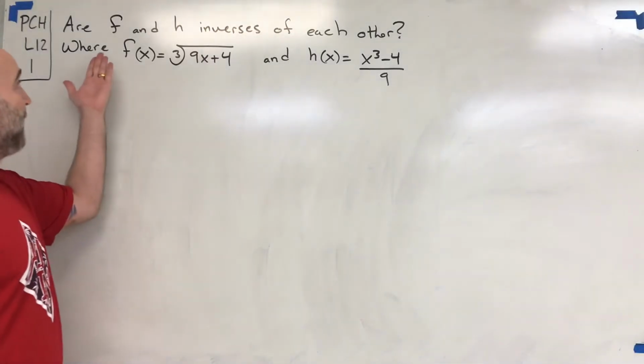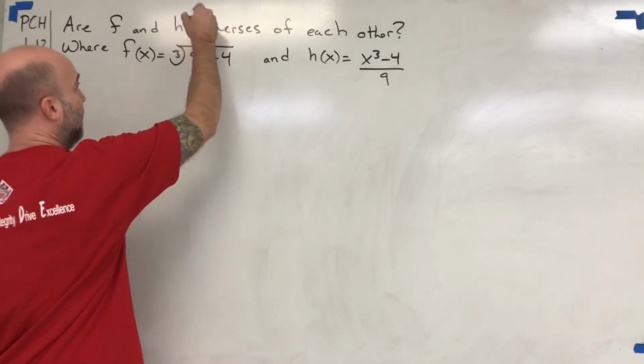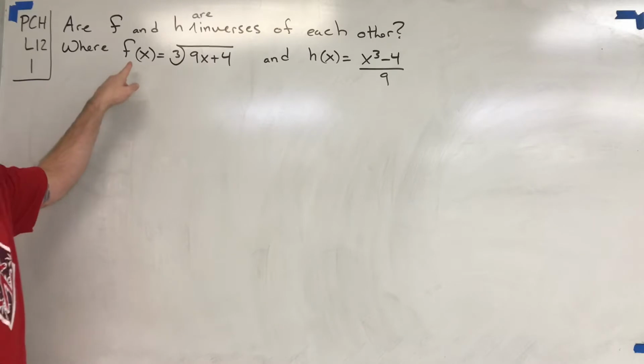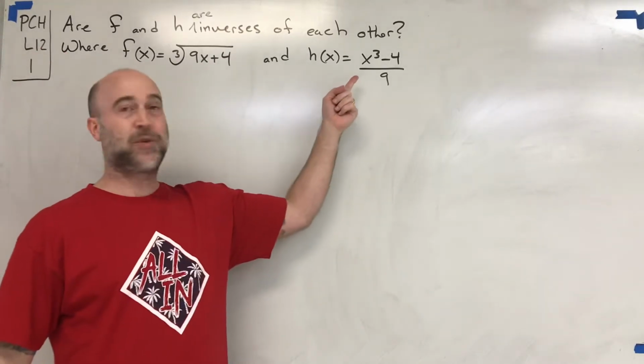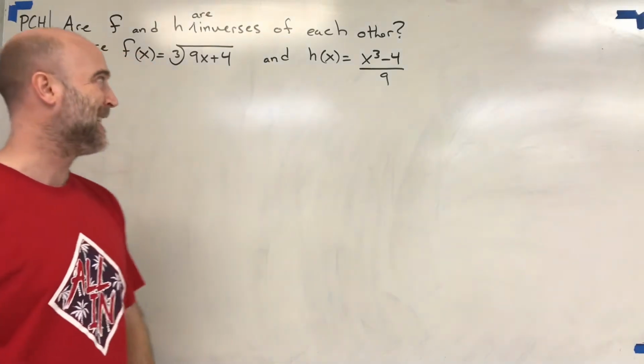We are asked if f and h are inverses of each other. Are they inverses of each other? Where f of x is the cube root of 9x plus 4, and h of x is equal to the rational expression x cubed minus 4 over 9.